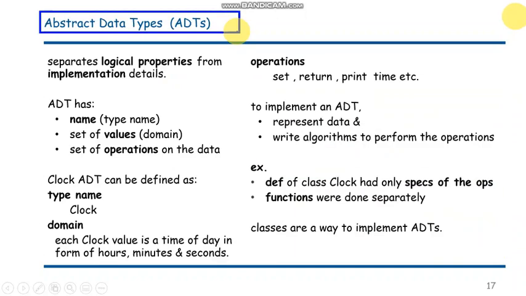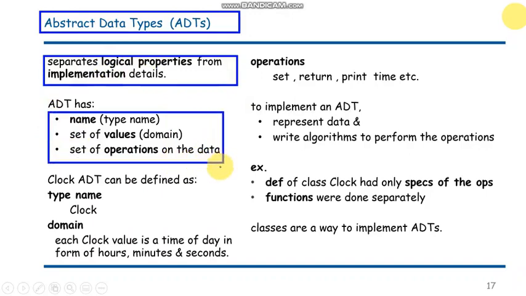What is an abstract data type? An abstract data type implements abstraction. In other words, it separates logical properties from implementation details. The properties of an ADT, or abstract data type, are the name, which is also called the type name. An abstract data type has a set of values that is also called the domain, and then it has a set of operations on that data.